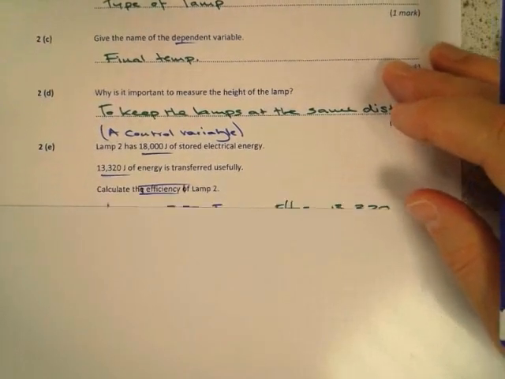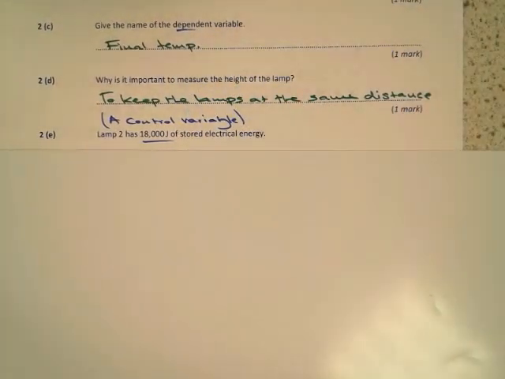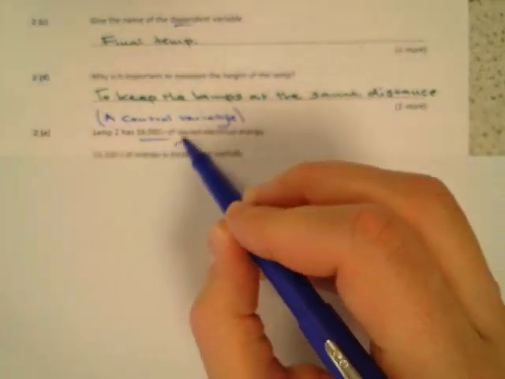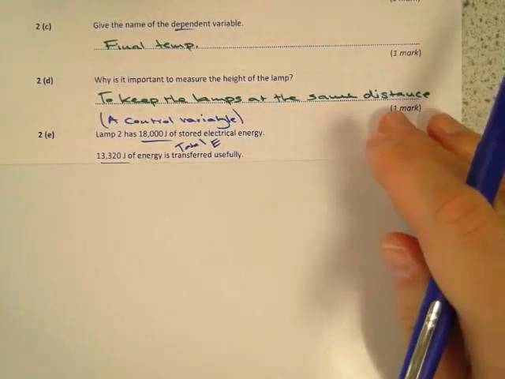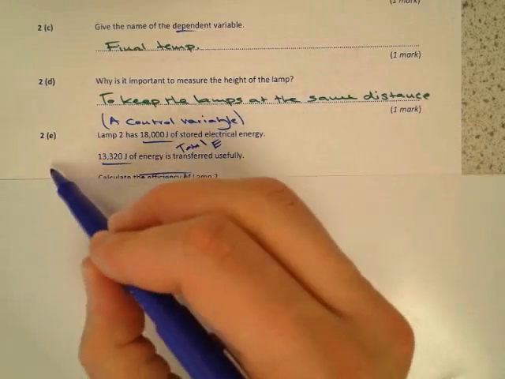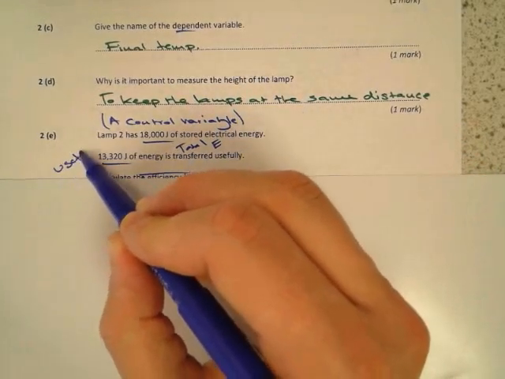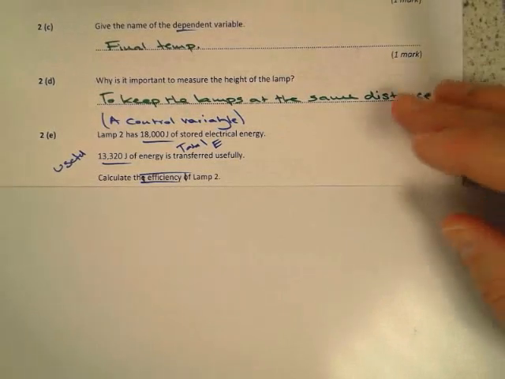Okay, a calculation question on efficiency. So make sure you're underlining the key values. 18,000 joules is the total energy. 13,320 joules is the useful energy. It wants you to calculate the efficiency, so I've boxed that.